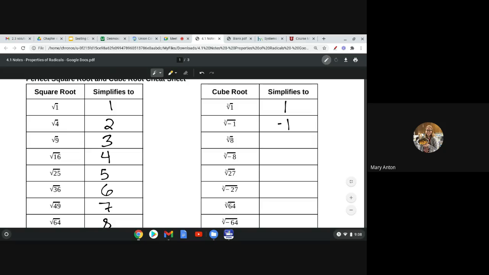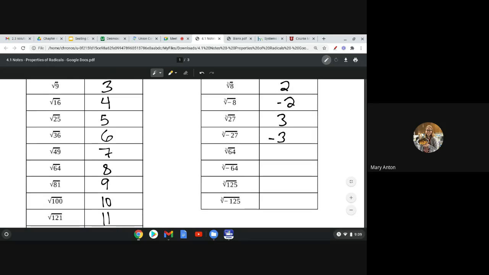And this is going to follow the same patterns. What's the cube root of 8? 2, because 2 cubed is 8. And then the cube root of negative 8 is negative 2. The cube root of 27 is 3. The cube root of negative 27 is negative 3. You can probably guess the pattern here. These will help you out as you go forward in this section. If you're ready, go ahead and turn the page.